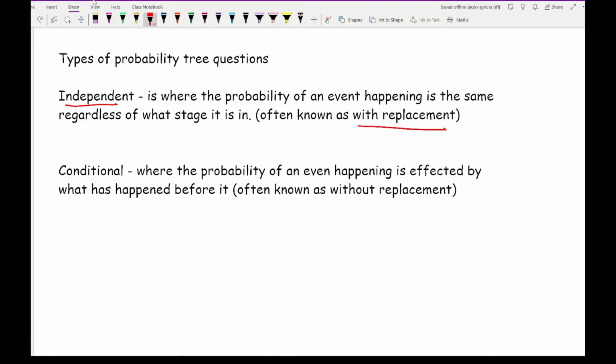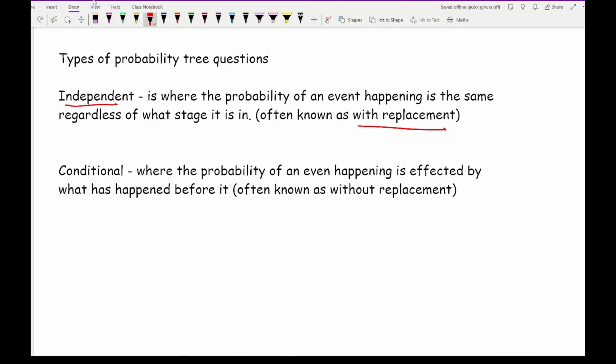So this is where if you had a bag of counters and it was full of either red and blue counters, then if, let's say, you pick a counter at random, the probability of red is going to be fixed, but then if you put the counter back, the probability of selecting another red is going to be the same because you're in the same situation as the first stage.